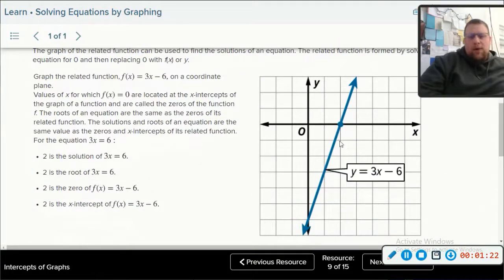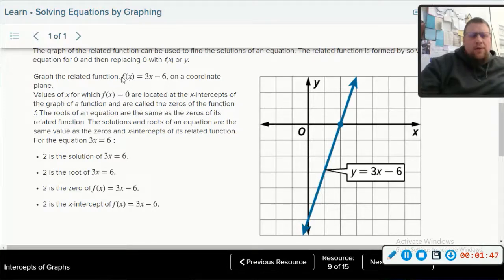But what we see right here is, let's look at our x-intercept, and that's what we're really focused on. Our x-intercept is a couple things. So this is the graph of the function f of x equals 3x minus 6, or y equals 3x minus 6. We see 2 right here on the x-axis. That is the x-intercept. 2 is a number of things here.